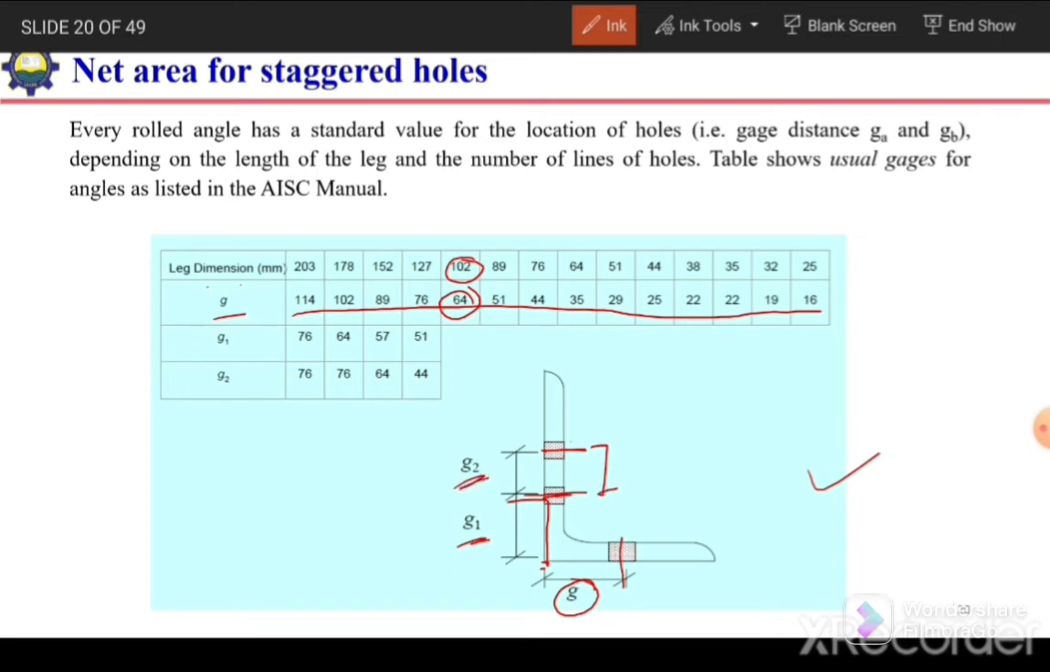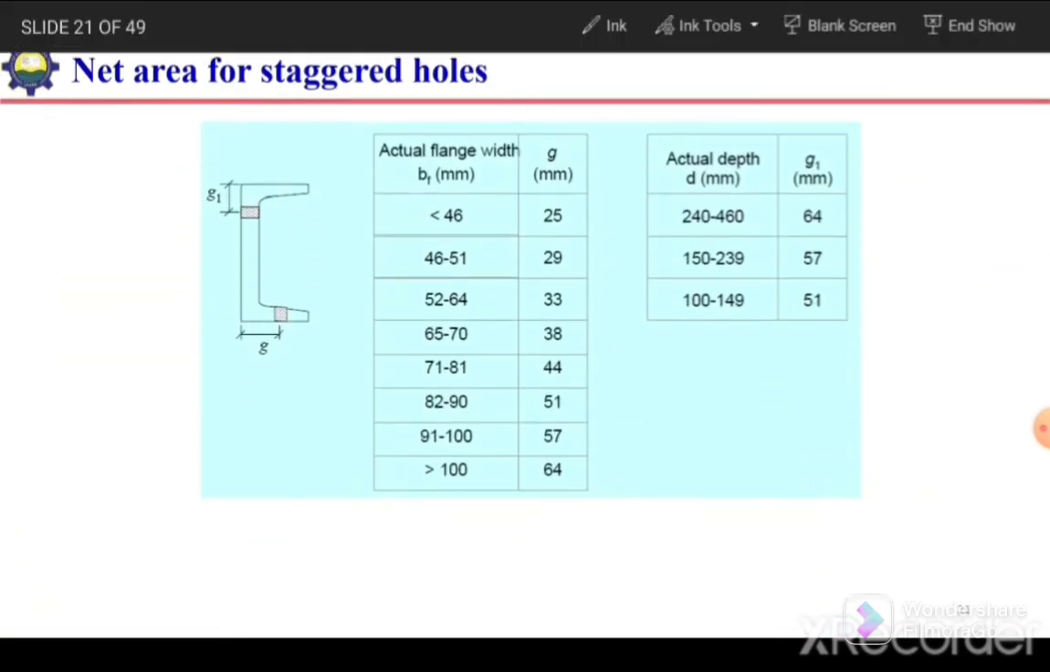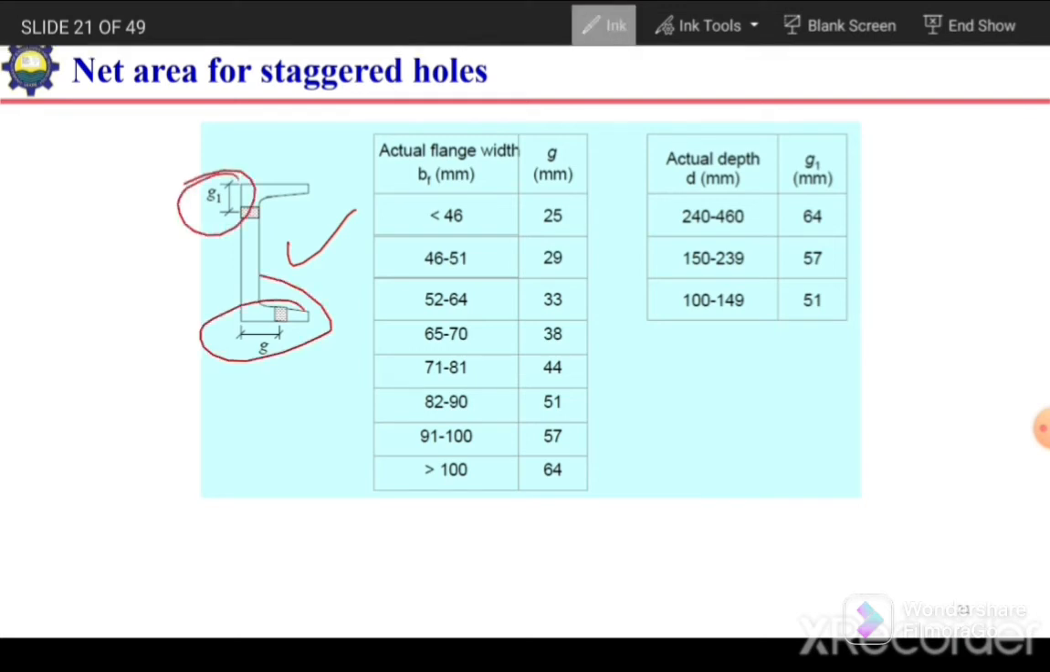So G1 will be, for example, if the length of the leg is 152 millimeter, then the first hole will be at a distance of 64 millimeter, and the next hole will be at a distance of 76 millimeter from the center of the first hole. So these are the standard gauge lengths given in the AISC manual. Similarly, for channel sections, the gauge length for the flange as well as for the web is given.